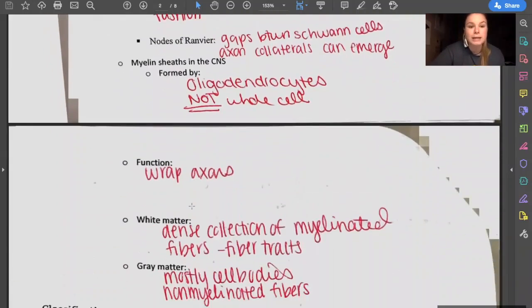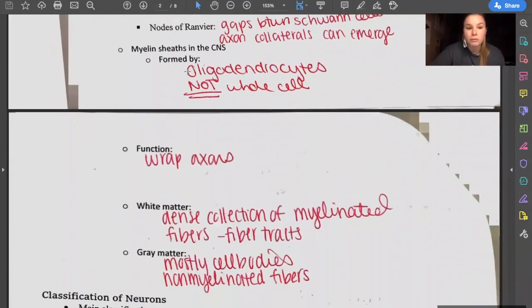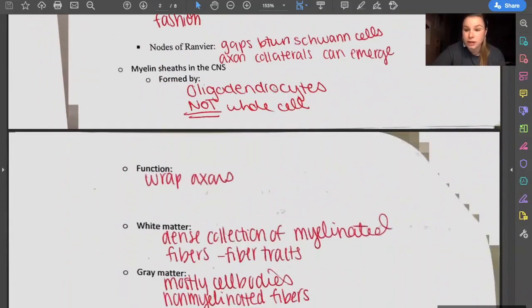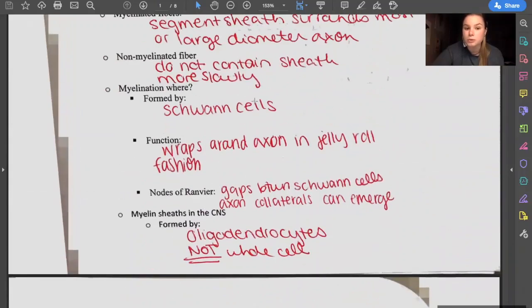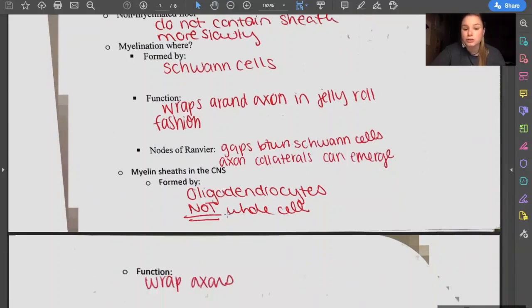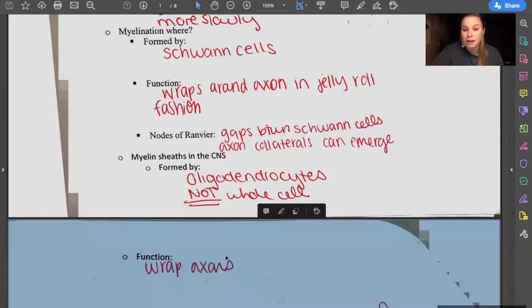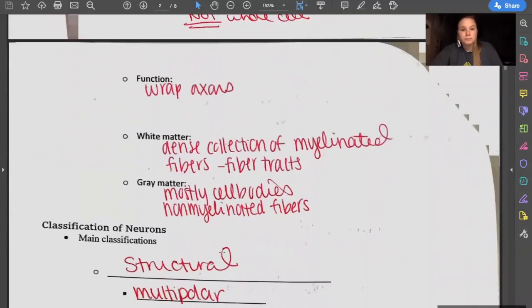All right, so myelinating sheaths in the central nervous system are formed by oligodendrocytes, which are similar to Schwann cells. Schwann cells are in the peripheral nervous system and oligodendrocytes are in the central nervous system. They don't wrap the whole cell, we just wrap that axon. So its function is to wrap axons, okay?